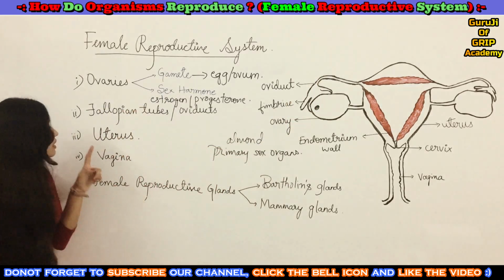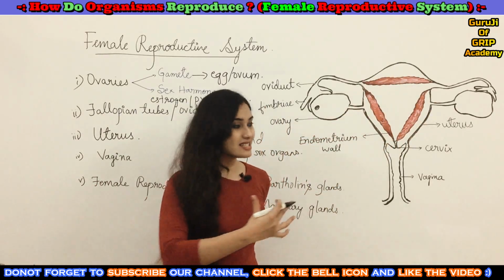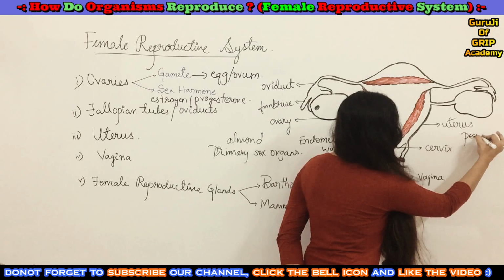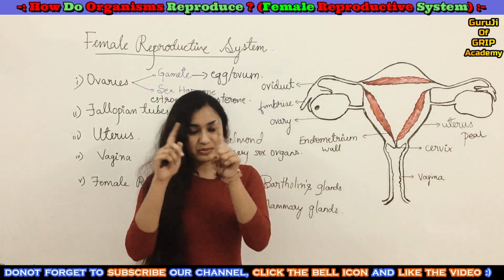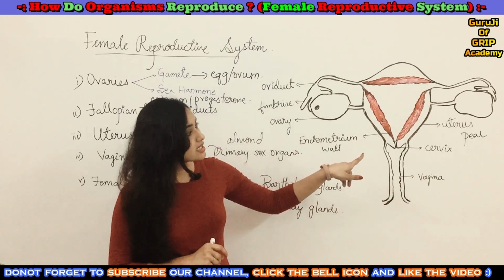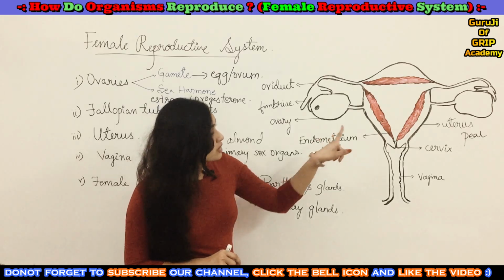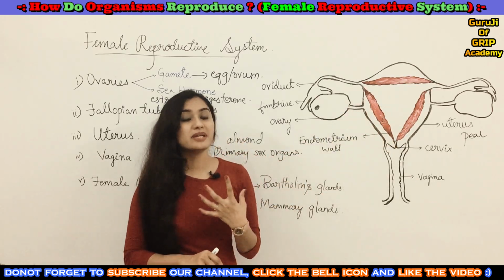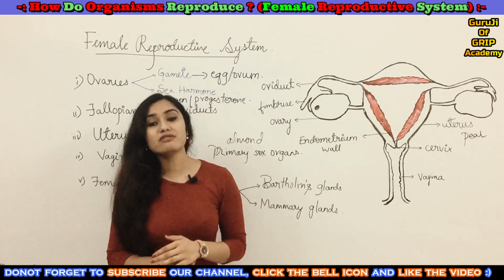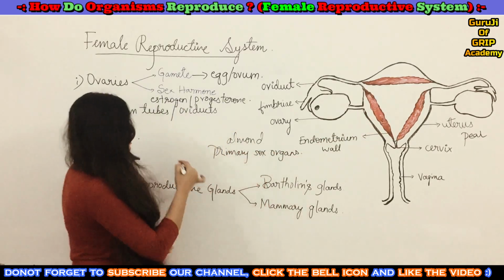Now coming to the uterus. This is how the uterus looks. It is something like a pear shaped structure. You would have seen a pear fruit, right? This is how it looks, almost similar to that. This uterus is a muscular hollow structure within which the baby will be developing for a period of 9 months. It is also called the womb, the mother's womb.